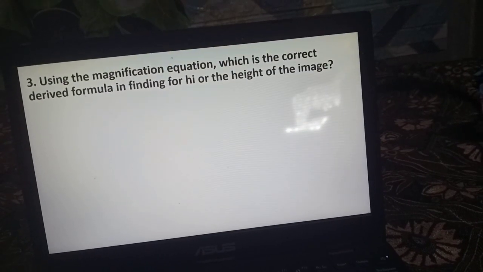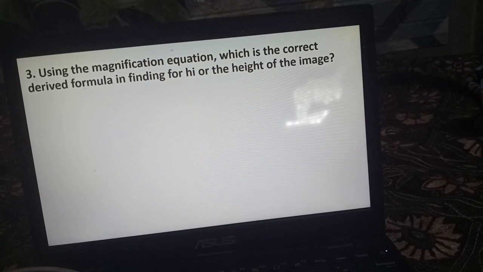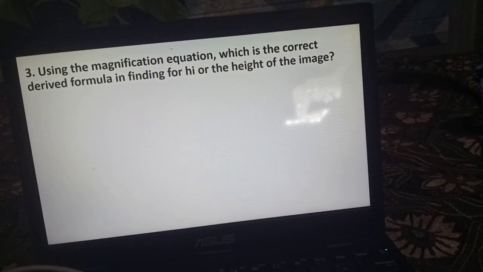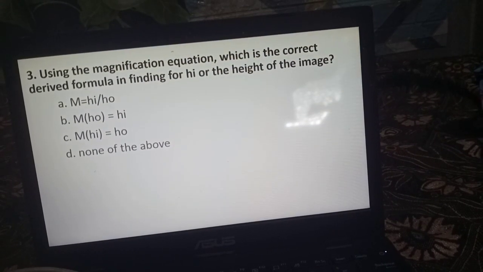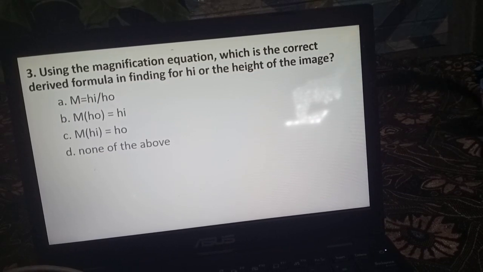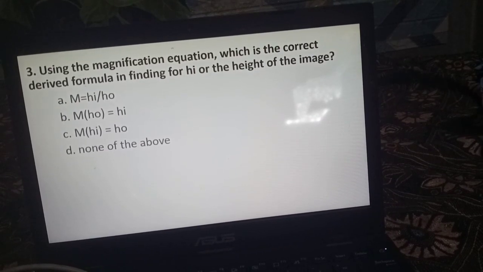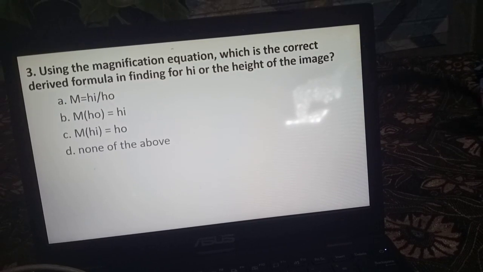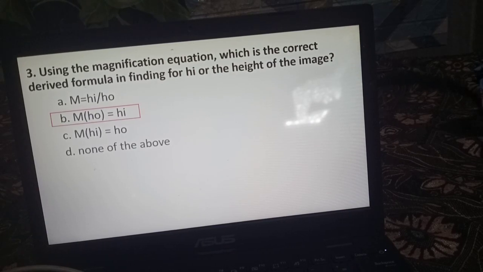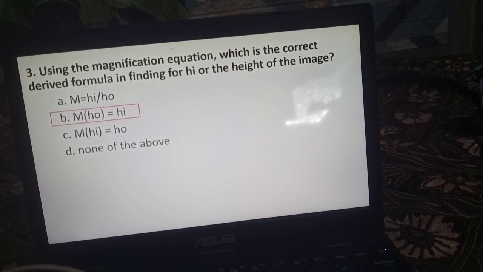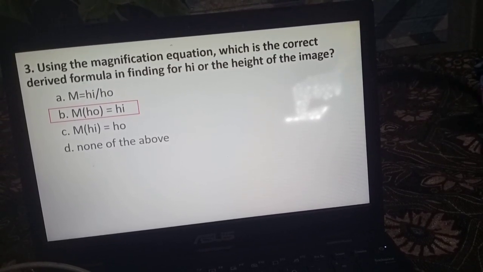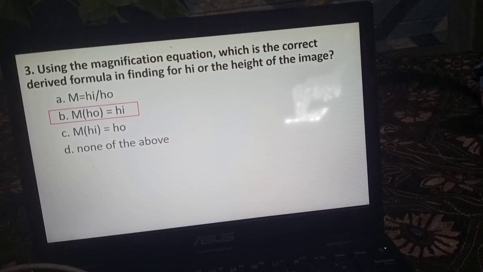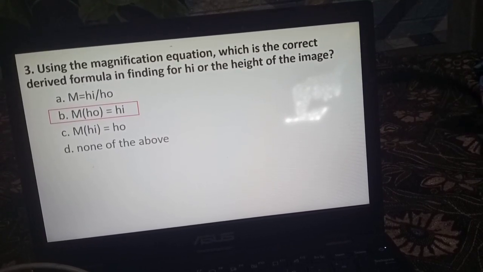Number 3, using the magnification equation, which is the correct derived formula in finding for HI or the height of the image? A. M equals HI over HO. B. M multiplied by HO equals HI. C. M multiplied by HI equals HO. Or D. None of the above. The correct answer is B. M multiplied by HO equals HI. Kaya ang magnification equation ko naman to, M equals HI over HO. Solving for HI, you will multiply M by HO.